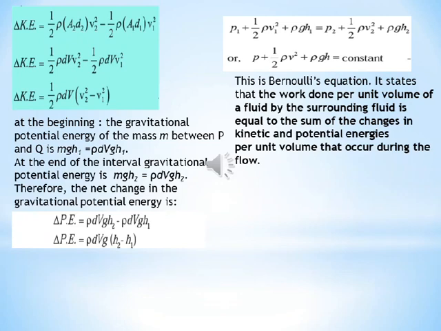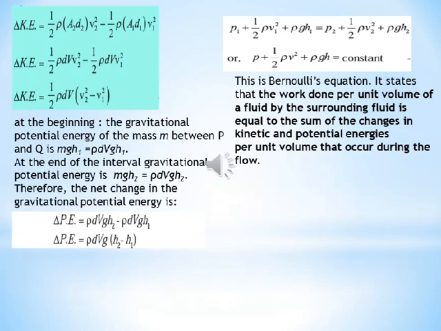So what will be W then? W will be the addition of both the terms, the kinetic energy and the potential energy. So we are getting half rho dV into the bracket V1 squared minus V2 squared, plus rho dV g into the bracket h2 minus h1. So this is the last equation, and this equation gives you Bernoulli's equation. It states that the work done per unit volume of the fluid by the surrounding fluid is equal to the sum of the kinetic and potential energy per unit volume that occurs during the fluid flow.